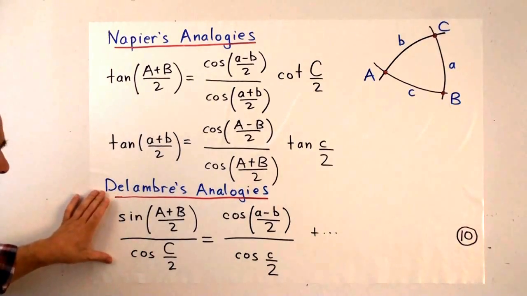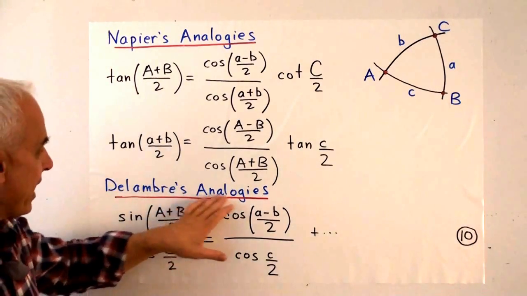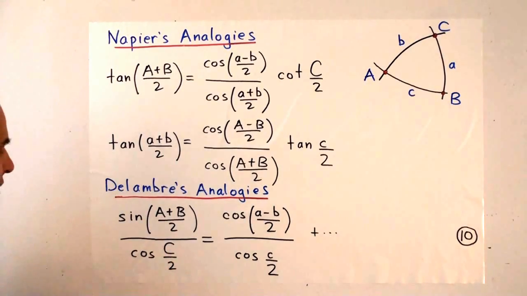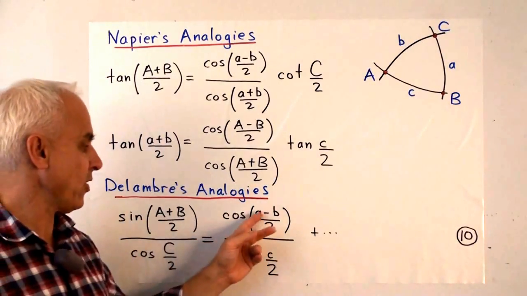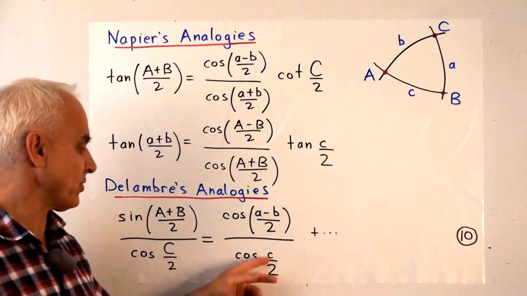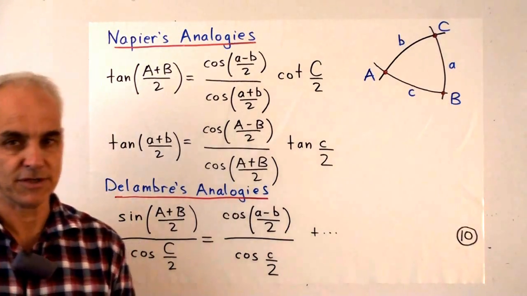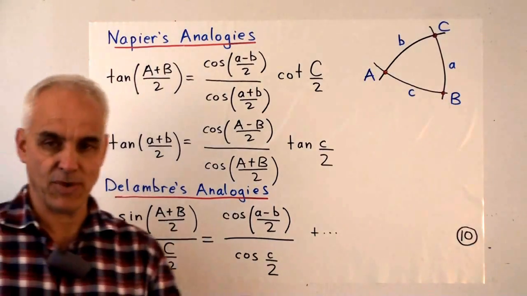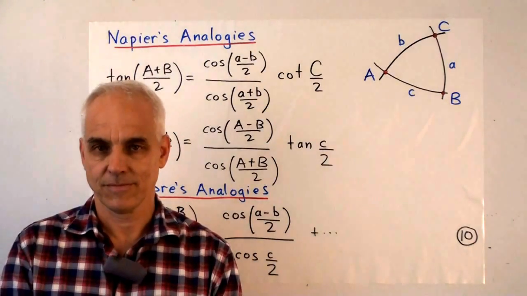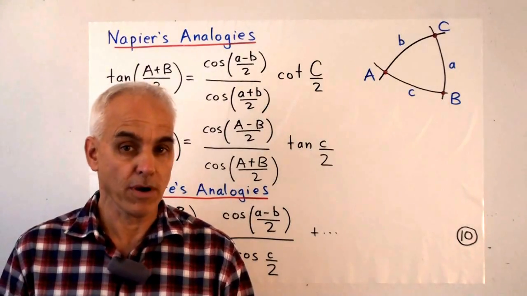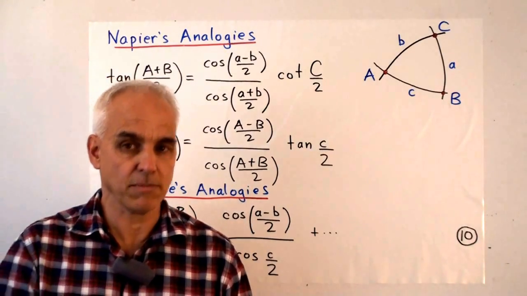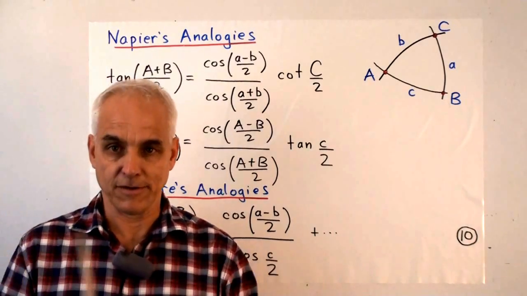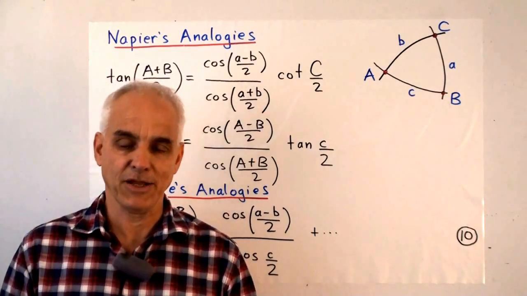And here a different kind of formula, Delambre's analogies, where we have sine of an average over cosine of an angle equals cosine of a difference over 2 divided by cosine of a spherical distance. And there's variants of these as you rotate the letters around. There are quite a lot more spherical laws, and we might meet a few of them later on as we go. If this all sounds like Greek to you, these formulas are too intimidating, don't worry.